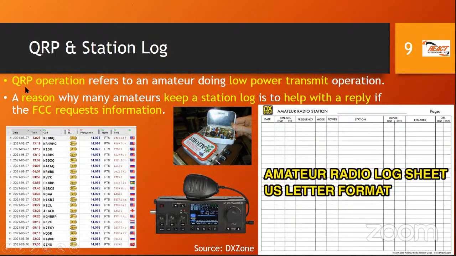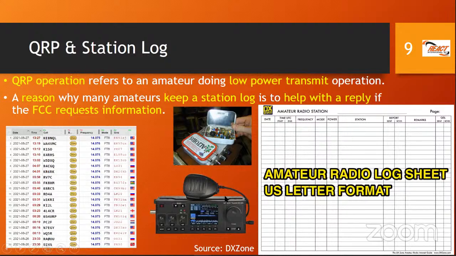All right. So QRP, which is another Q code. QRP operation means running low power when you're transmitting. And we have a couple of photos here. We have some little tins here with a transmitter. Some of you might know of Strepsils. Those types of little cans, people can build a little transceiver and put them inside of there, yes. So that might just run some milliwatts. But we have a QRP transceiver here at the bottom, meaning a low power transceiver.